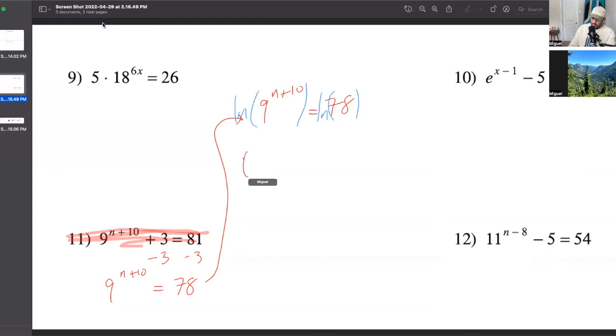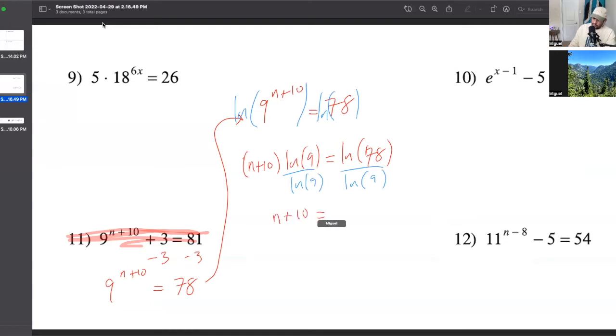And now this becomes n plus 10, natural log of 9 equals natural log of 78. Let's go ahead and divide natural log of 9 to both sides. And that leaves me with n plus 10 equals natural log of 78 over natural log of 9. And one last step. Let's go ahead and add the 10 to both sides. And that leaves me with n equals natural log of 78 over natural log of 9 plus 10.